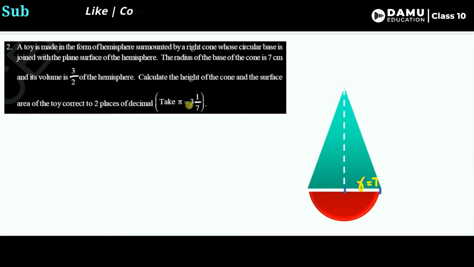So actually, see, 3 sevens are 21. So 21 plus 1, that is 22 by 7. So we will take that as a mixed fraction only.